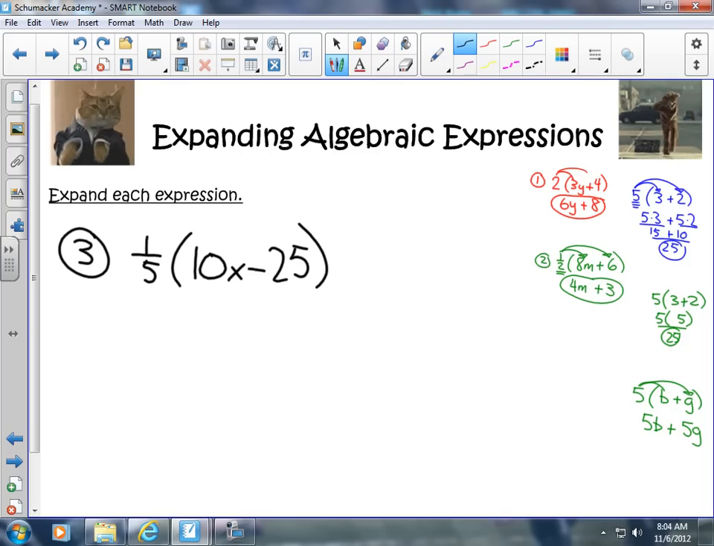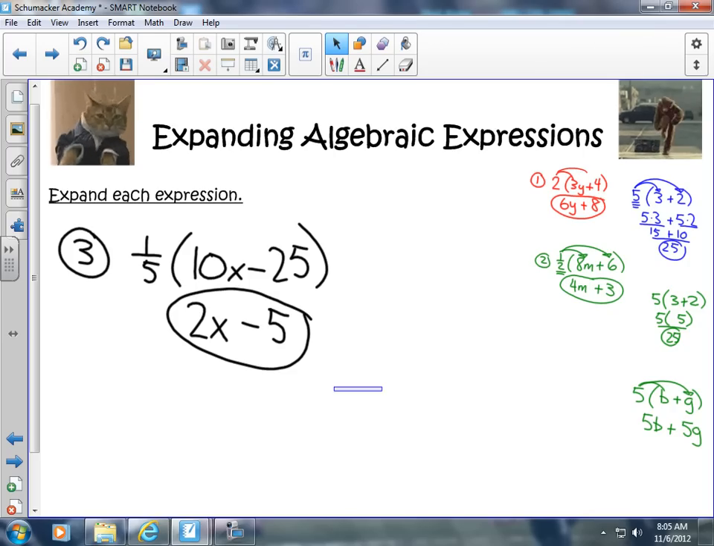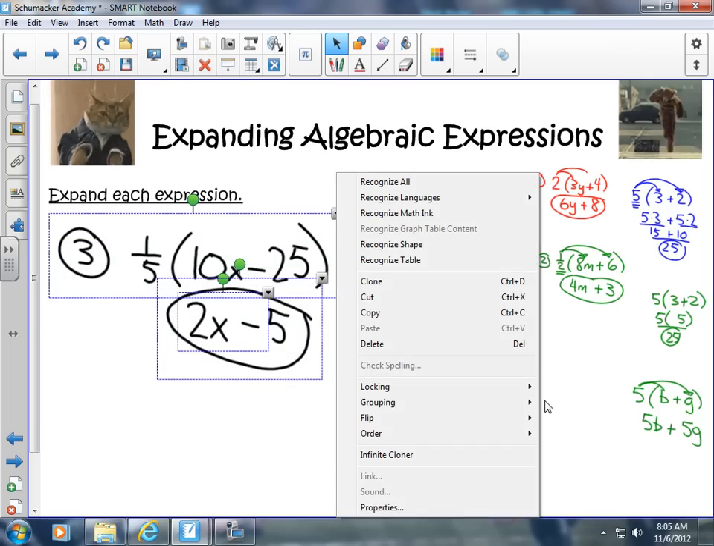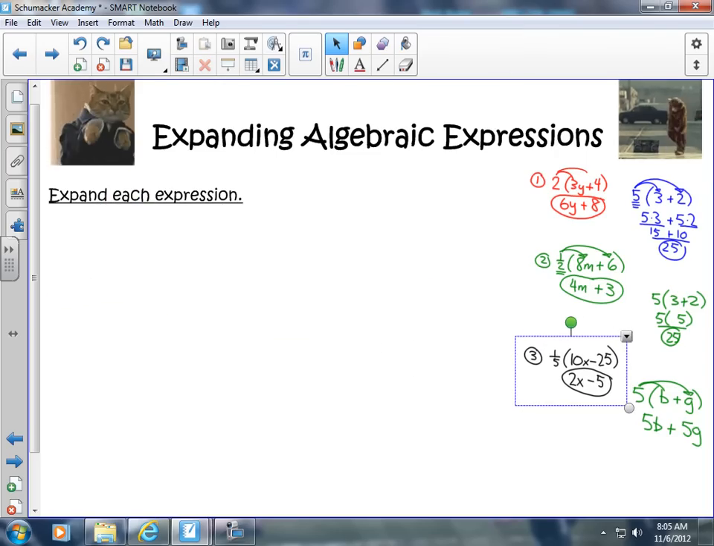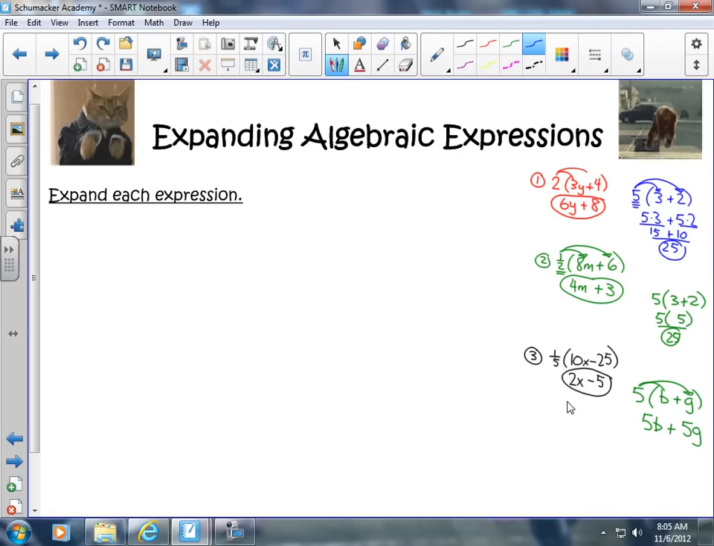So if I have 1/5 times 10, that's the same thing as doing 10 divided by 5, which makes it so much easier. 10 divided by 5 will get me 2x. Since I have a subtraction sign, I'm going to bring that subtraction sign down. 1/5 of 25 is like 25 divided by 5, and that gets me 5. They're not like terms, therefore that is my final answer because I cannot combine them any further than that. So again, the big difference is now we have a subtraction sign included, and you treat it the exact same way, except for the fact that we have subtraction now.